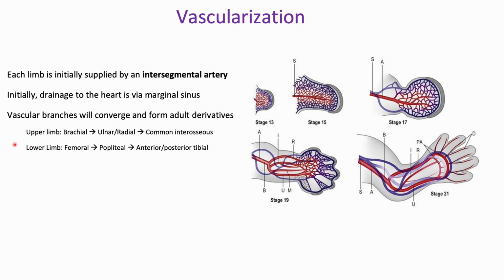It's not super important that you are able to identify or understand the vessels that supply the upper and lower limb at this point. What's really important to understand is that you start at an intersegmental artery with a marginal sinus draining fluid back to the heart. And then eventually, over time, all of these capillaries are going to coalesce and come together, and they're going to form the adult derivatives that you'll end up seeing as you learn and move further into anatomy.